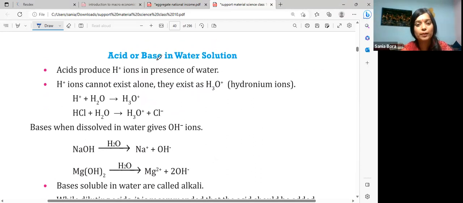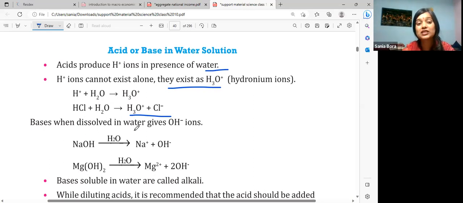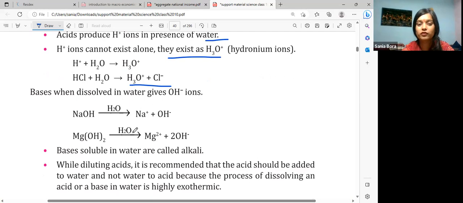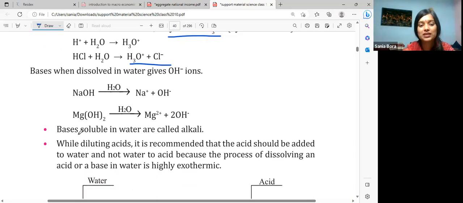Yes, ma'am. Okay. Then acid or base in water solution. When you add it to water, what will happen? Acid produces H plus ions in the presence of water. H plus ions cannot exist alone; they exist as H3O plus, the hydronium ion, because something else is with it. It's like H plus and H2O giving you this. HCl plus H2O gives you this, right? But bases get dissolved in water and give OH minus, like NaOH. When you mix it with H2O, it gives you Na plus and OH minus because it gets dissolved. Bases soluble in water are called alkali. So whenever you get the word alkali, that means in this solution, bases are mixed with water.